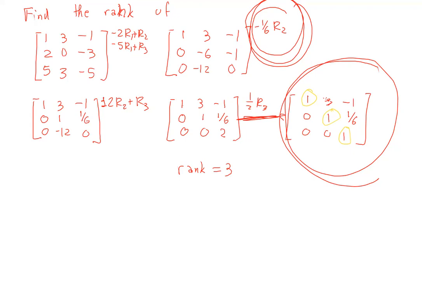Okay, so let's write it down. So to find the rank, we bring the matrix to row echelon form and count the pivotal elements.